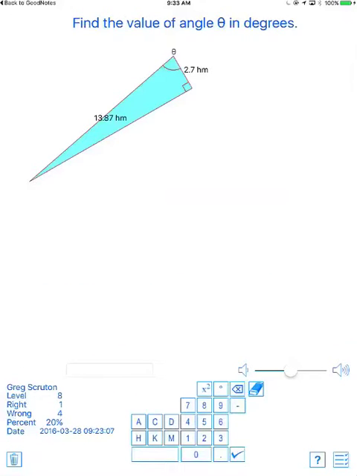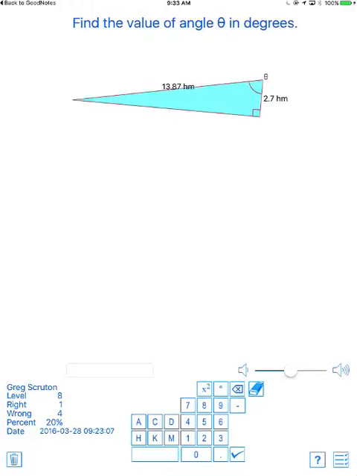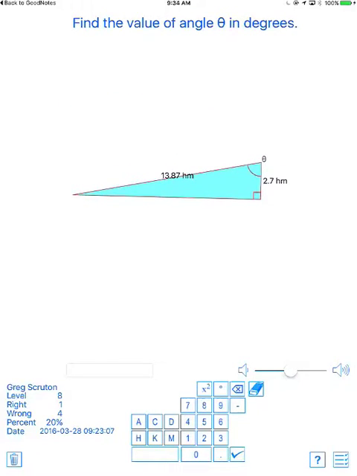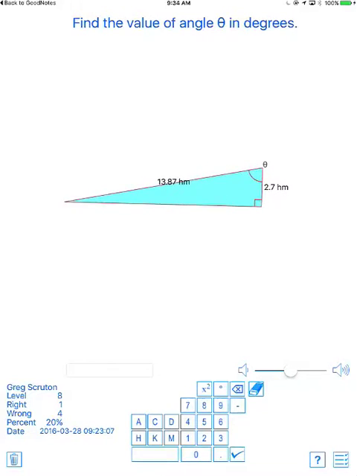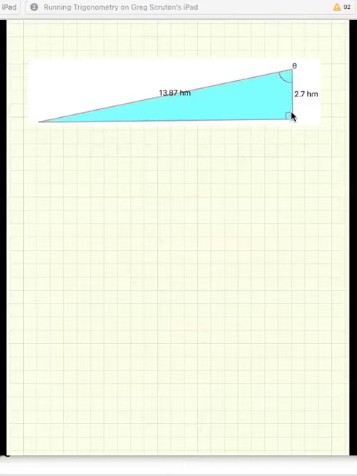All right, level 8. Once again, I'm just going to rotate this by using the rotation gesture, two fingers, rotate. So this is our right angle. Opposite the right angle is the hypotenuse. It's the longest side of the right angle triangle. It's also the side that does not touch the right angle. So this is the hypotenuse, and I'm just going to label that.